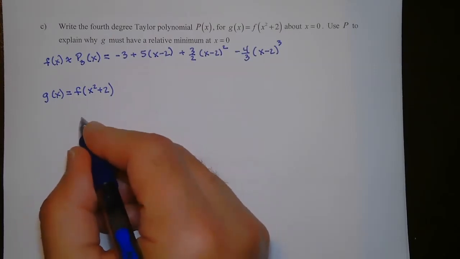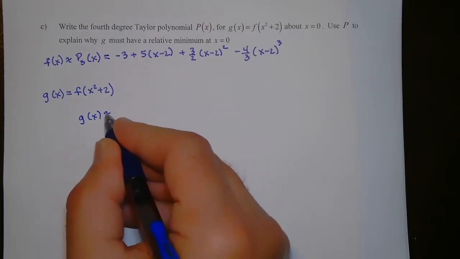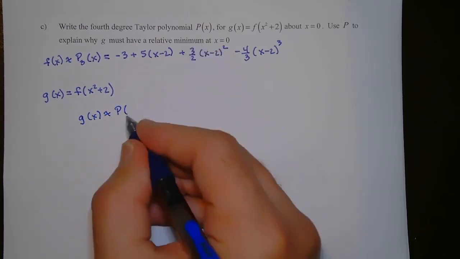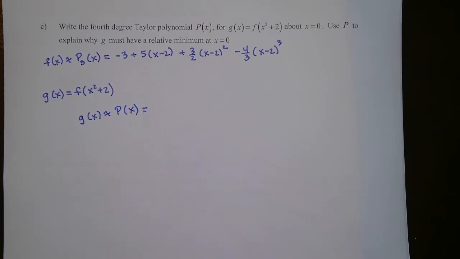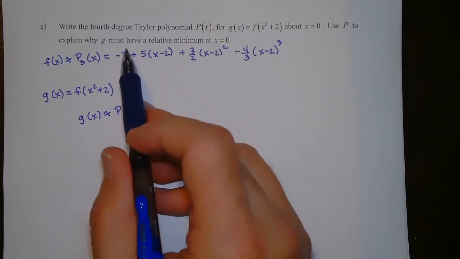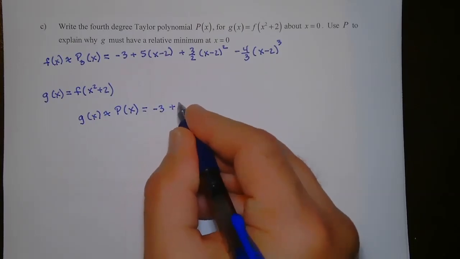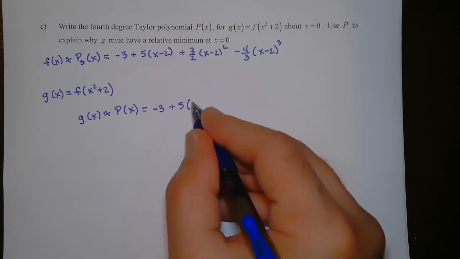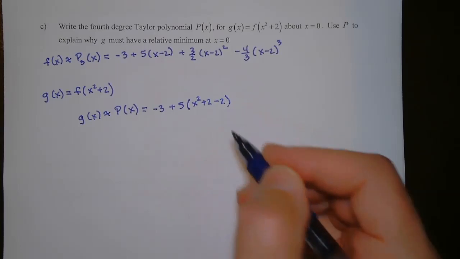So g of x can be approximated with this Taylor polynomial, we're calling it capital P of x. Now we only need to go up to the fourth power. So it's going to be -3. There's no place to put this x squared plus 2 in that part of it. So -3 plus 5 times, and this x becomes x squared plus 2 minus 2.